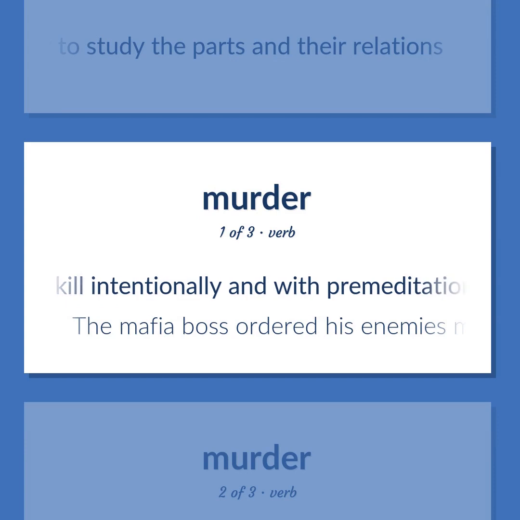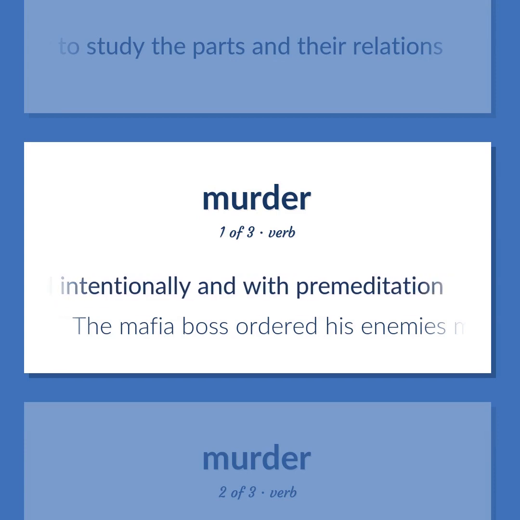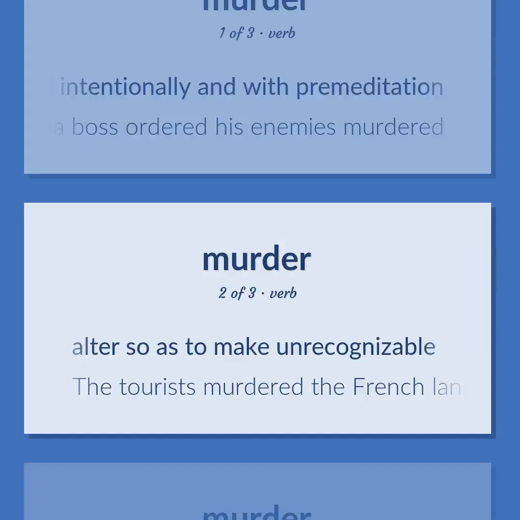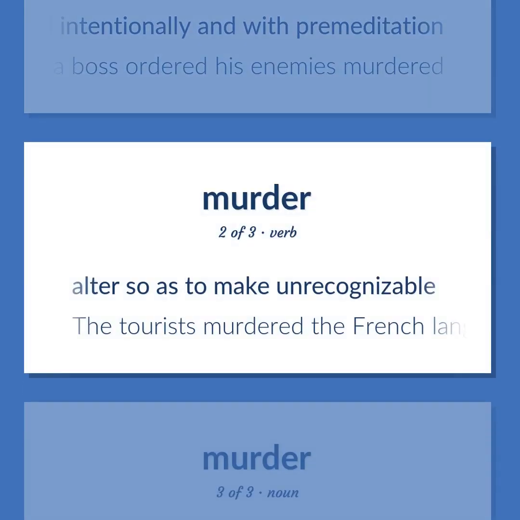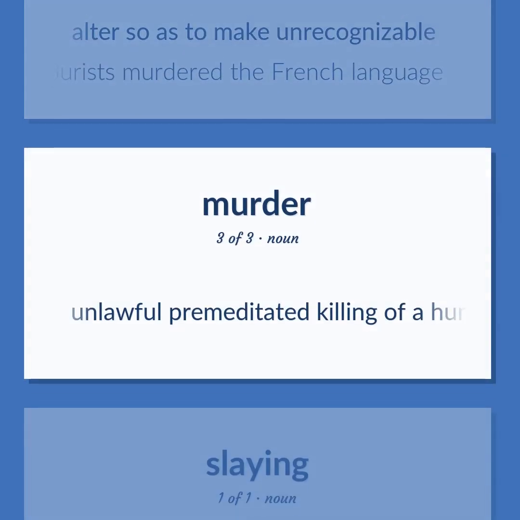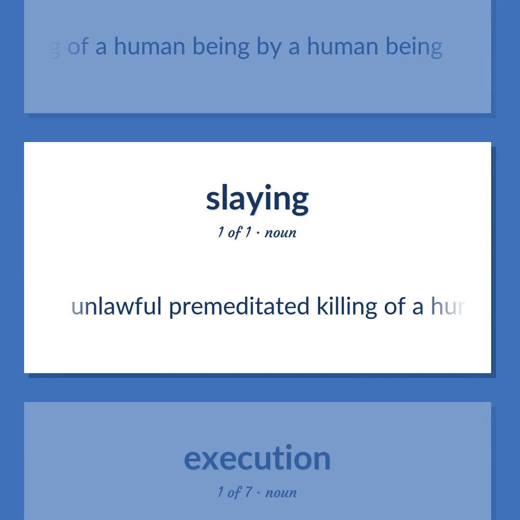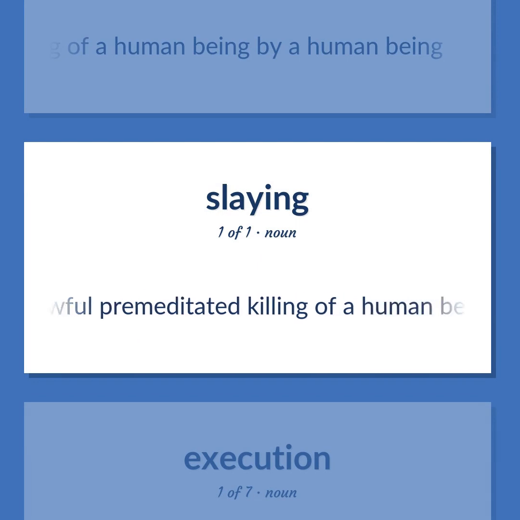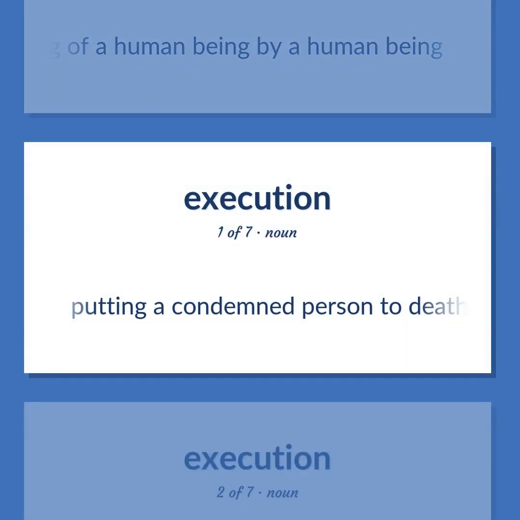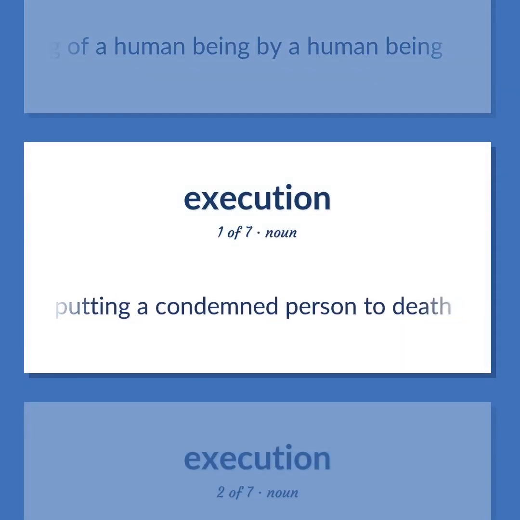Kill intentionally and with premeditation. The mafia boss ordered his enemies murdered. Alter so as to make unrecognizable. The tourists murdered the French language. Unlawful premeditated killing of a human being by a human being. Putting a condemned person to death.